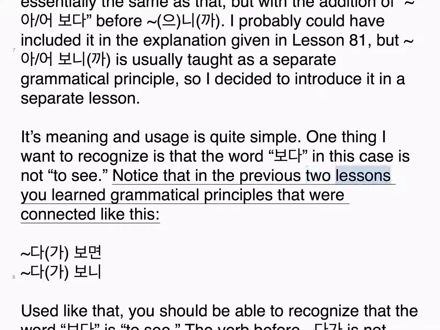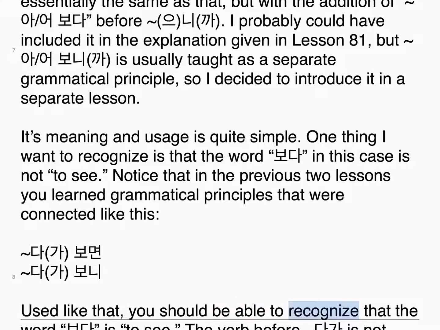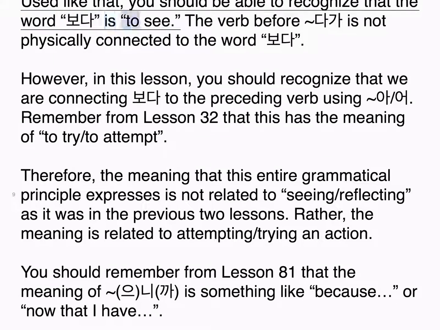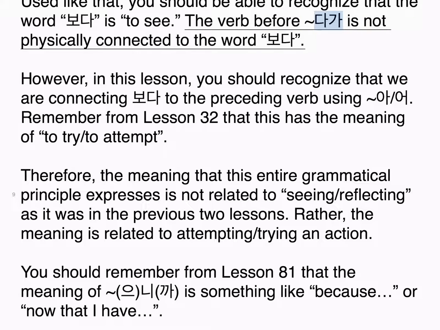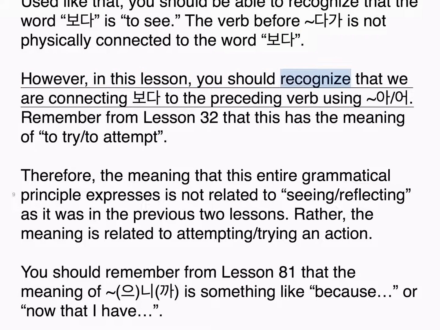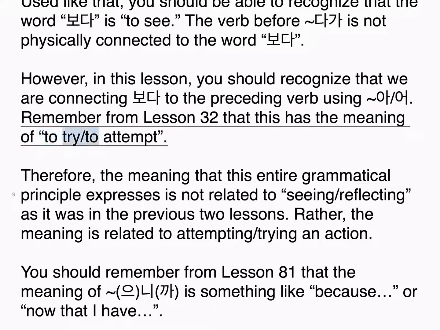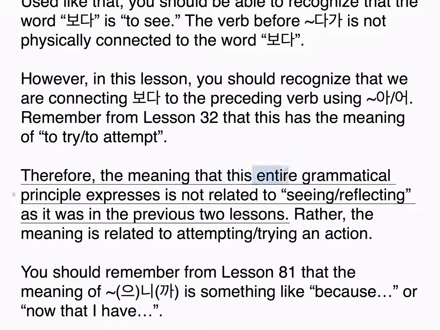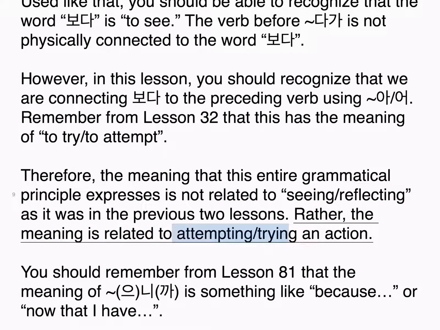Notice that in the previous two lessons you learned grammatical principles that were connected like this: 다가보면, 다가보니. Used like that, you should be able to recognize that the word 보다 is "to see." The verb before 다가 is not physically connected to the word 보다. However, in this lesson, you should recognize that we are connecting 보다 to the preceding verb using 아/어. Remember from lesson 32 that this has the meaning of "to try, to attempt." Therefore, the meaning that this entire grammatical principle expresses is not related to seeing, reflecting, as it was in the previous two lessons. Rather, the meaning is related to attempting, trying an action.